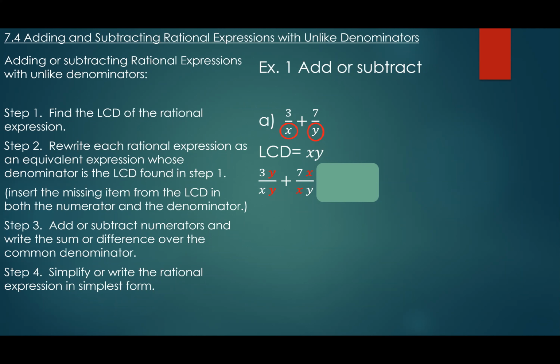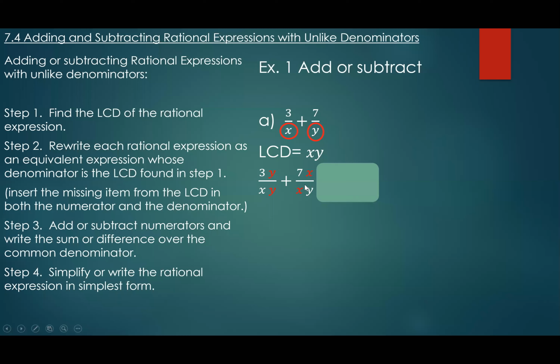Ladies and gentlemen, for 7.3 and 7.4, do not cancel in the process. You only cancel at the end of the problem, okay? Because if you cancel the y and the y, and the x and the x, you eventually go back to your original problem. So now, do you agree that my denominator xy is the same?